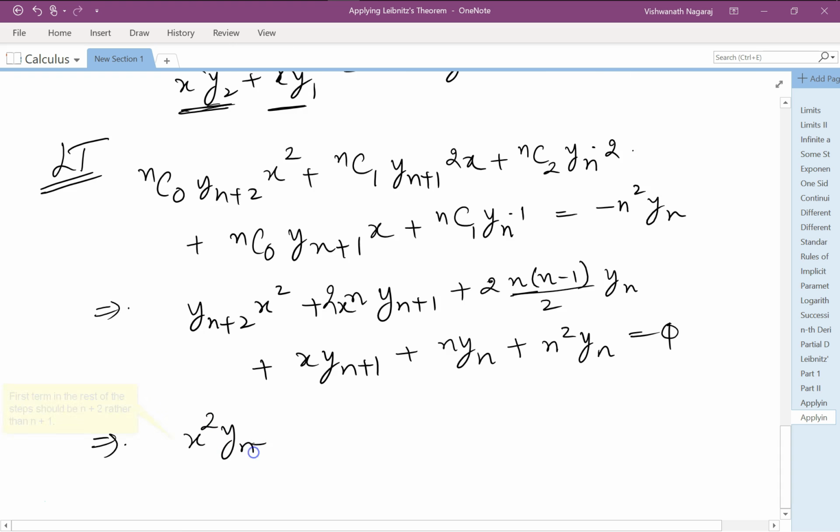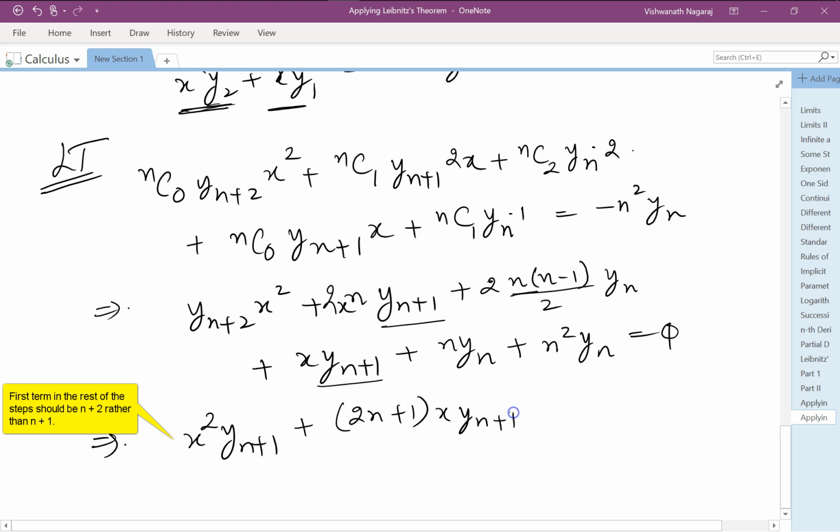x square y_(n+2) plus, now these two are like terms, so what's common? 2n plus 1 is common, x y_(n+1) is common, so we take out 2n plus 1. Okay, then this and this, all three are like terms, so plus, let's take out, so 2n times (n minus 1) plus n plus n square equal to 0.